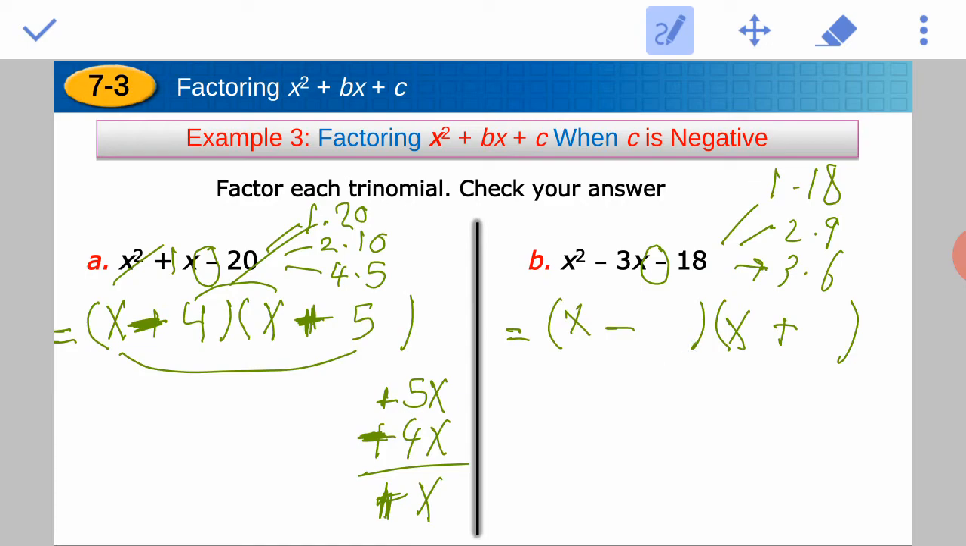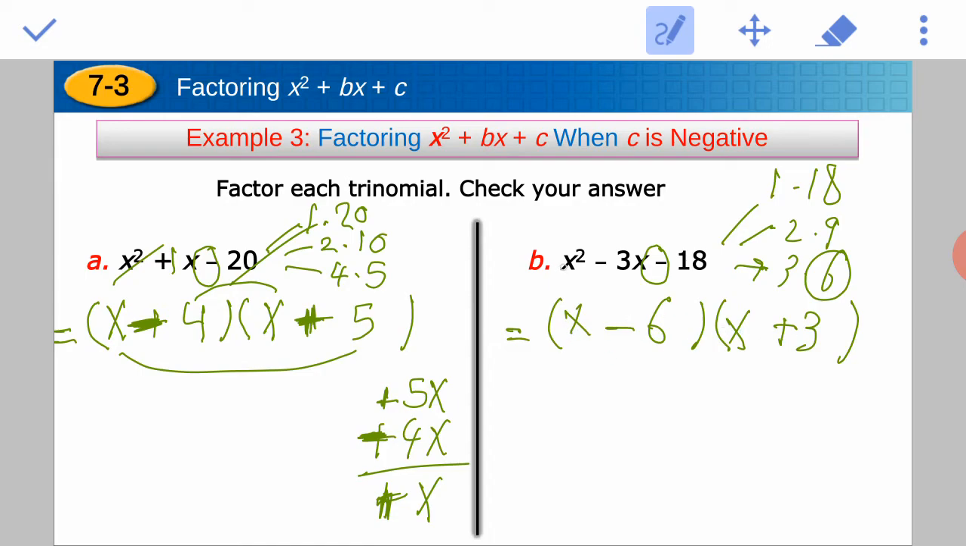Where do I place the 3? Where do I place the 6? We need to place the 6, the larger one. We place the larger one in the negative parenthesis. Why the negative parenthesis, not the positive parenthesis? Because the middle term is negative. So if you place 6 this way and 3 this way, you guarantee your factoring is correct. But anyways, we need to check by foiling these binomials.